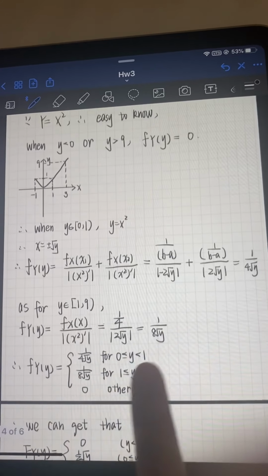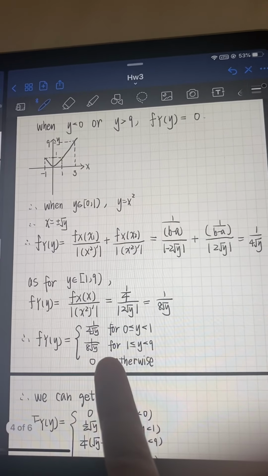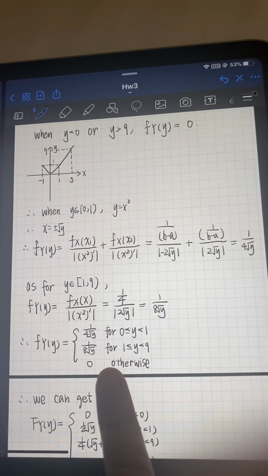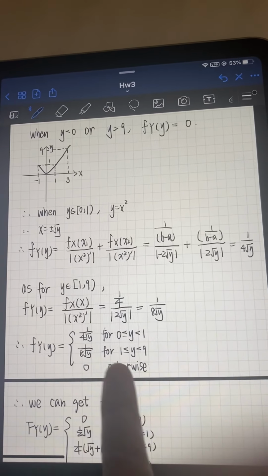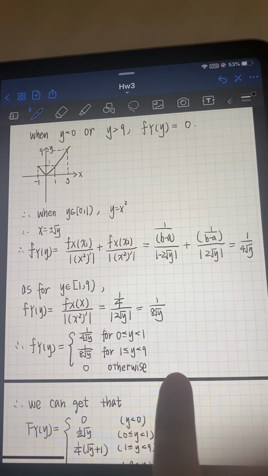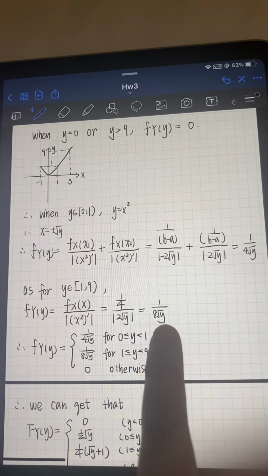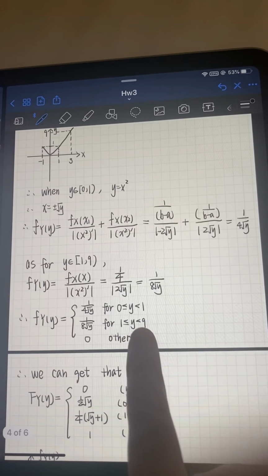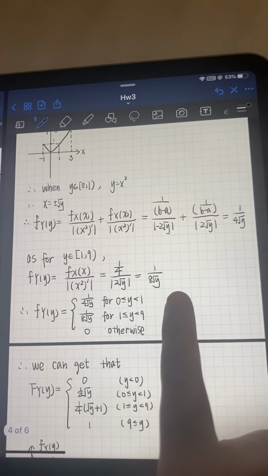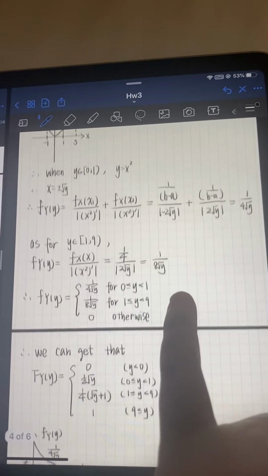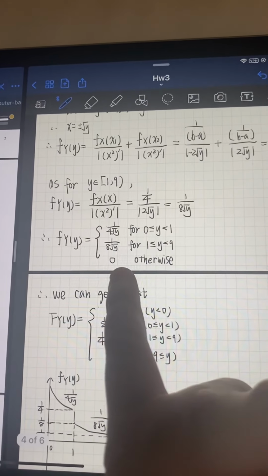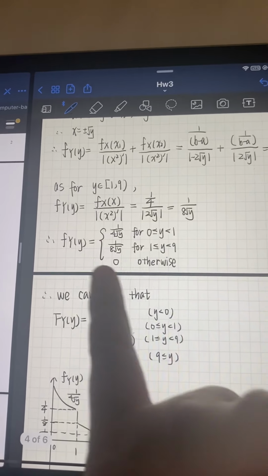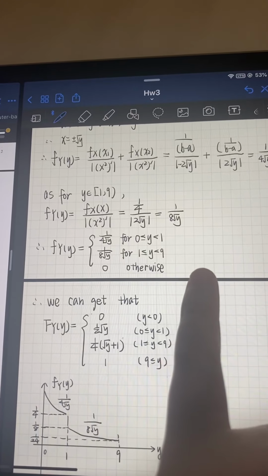And in the second situation, when y is from 1 to 9, there is only one root, so the f_Y itself changes from 1 divided by 4 times square root of y to 1 divided by 8 times square root of y. So it's easy to get the final formula of f_Y.